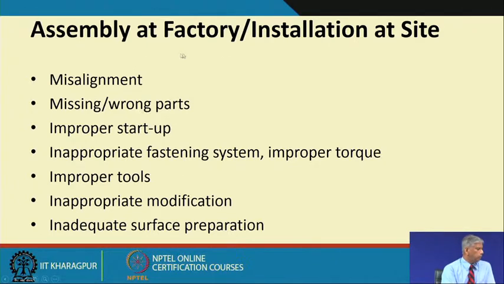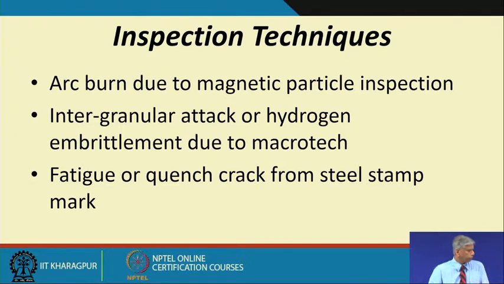Again, failures can occur because of assembly at the factory or installation site: misalignment, missing or wrong parts, improper startup, inappropriate fastening system, improper torque, improper tools, inappropriate modification, inadequate surface preparation. So, all these things add up to the failure of the component. Some of the inspection techniques can also cause problems: arc burn due to magnetic particle inspection, intergranular attack or hydrogen embrittlement due to macroetch, fatigue or quench crack from steel stamp marks. So, all this could lead to failure.